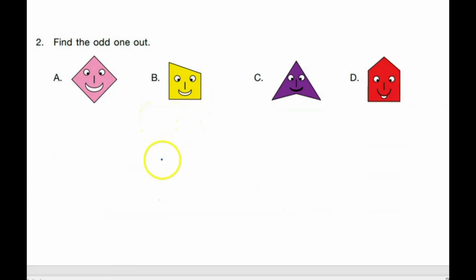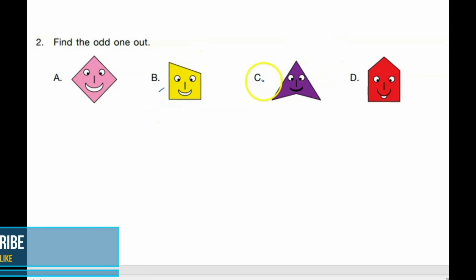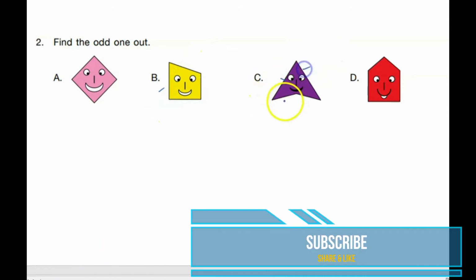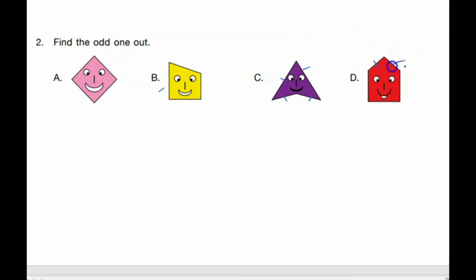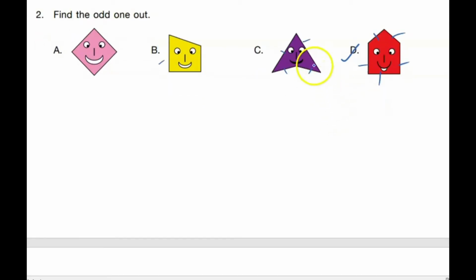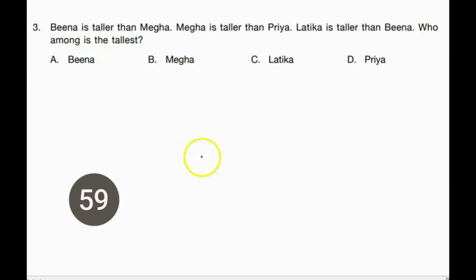Find the odd one out. Here we have a rhombus, 4 sides. Option B is also containing 4 sides. Option C is containing 1, 2, 3, 4 sides. But in option D, 1, 2, 3, 4, 5 sides. That means this is the odd one out. Question number 3.